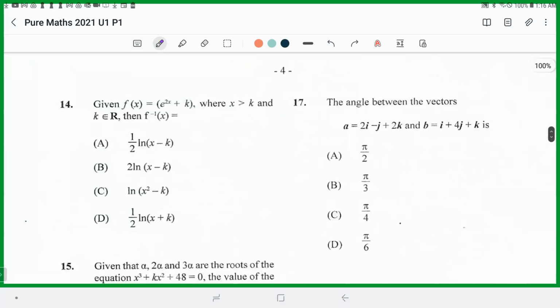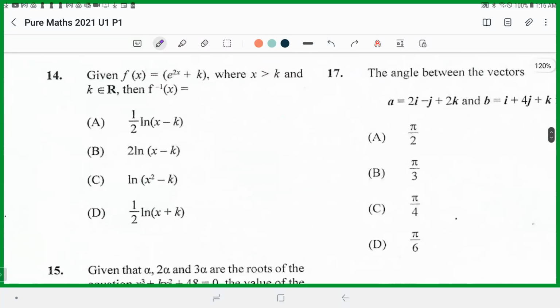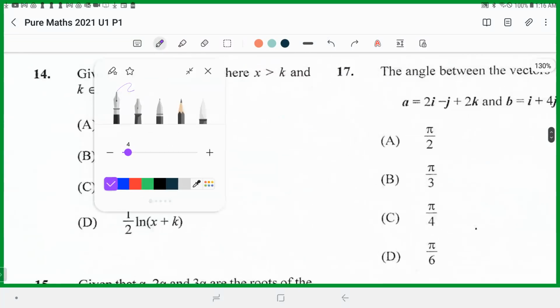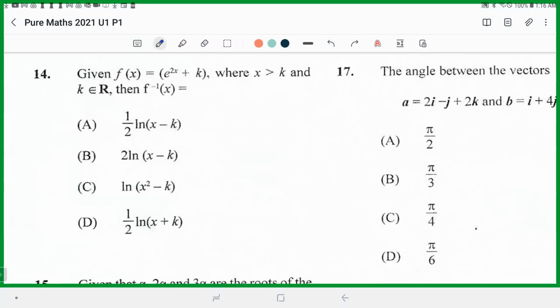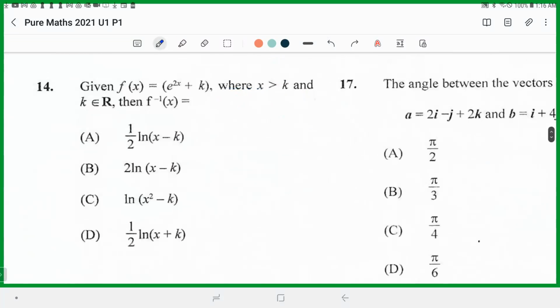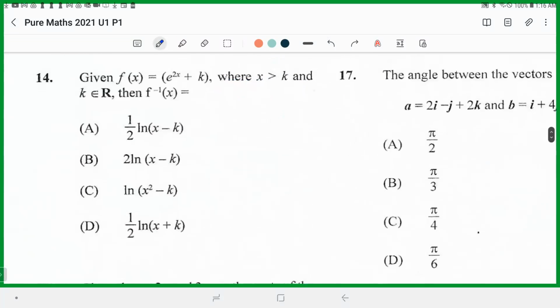So right here, so now, boom, bang, boom. All right, let's not forget I'm doing a multiple choice paper. So this question says f is equal to this, where x is greater than k, I don't know why they tell us that, and k is a real number. I must find f to the minus 1.